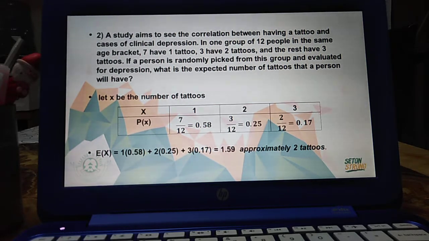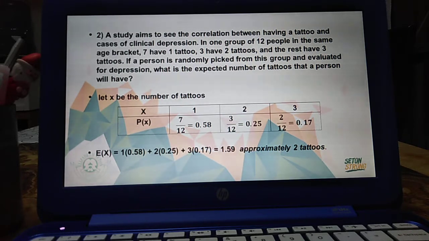From the problem, we know that there were 7 having 1 tattoo, 3 have 2 tattoos, and the rest, which is equal to 2, have 3 tattoos. So to get the probability, all we need to do is divide the number of people having 1 tattoo by the total number. Since 12 people were surveyed, the probability that the person has 1 tattoo is 7 over 12, which is 0.58.